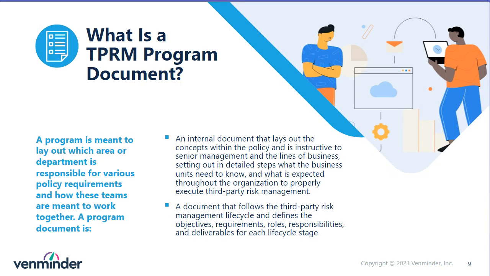Okay, what about program documents? Now again, some organizations are going to refer to this type of document as an operating standard or even a playbook. But this is your internal document that follows all the concepts of the policy, but then fills in those details around the processes required to meet the policy. This document is for everybody who touches and works on third-party risk management, but it also is for your senior management as well. Using this document, they can better understand the general workflow, processes, requirements, roles, responsibilities, etc.